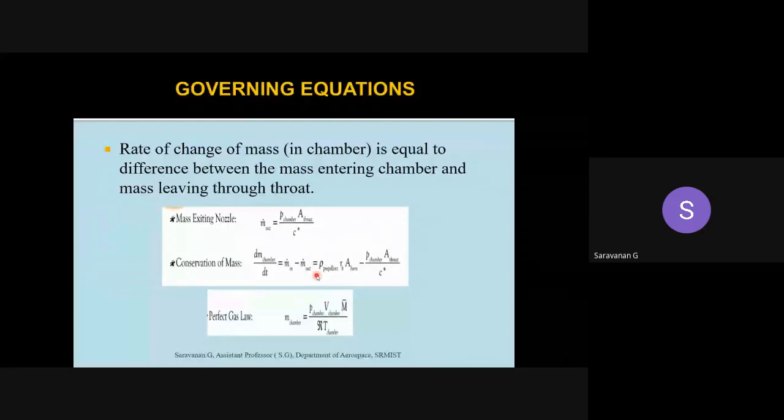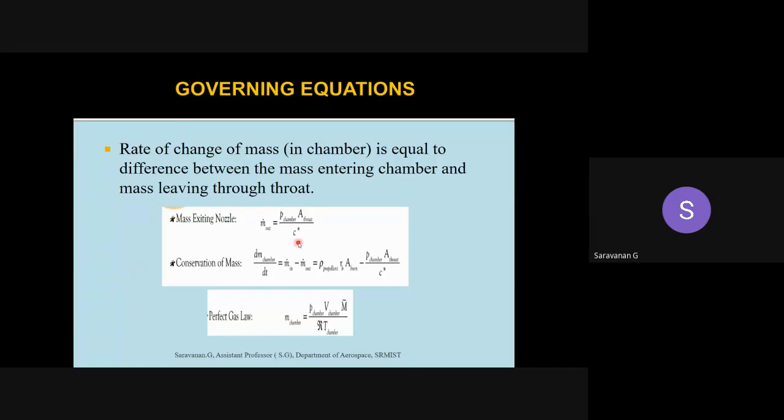So next topic is the important governing equations related to the solid propellant rocket motor system. As we know, the rate of change of mass in a chamber is equal to the difference between the mass entering the chamber and the mass leaving through the throat. From the chamber, certain amount of mass leaves through the throat. So the governing equation for the mass flow rate out is m dot out equal to P_c A_t by c star. Already we have the formula: P of the chamber, A of the throat, divided by c star.